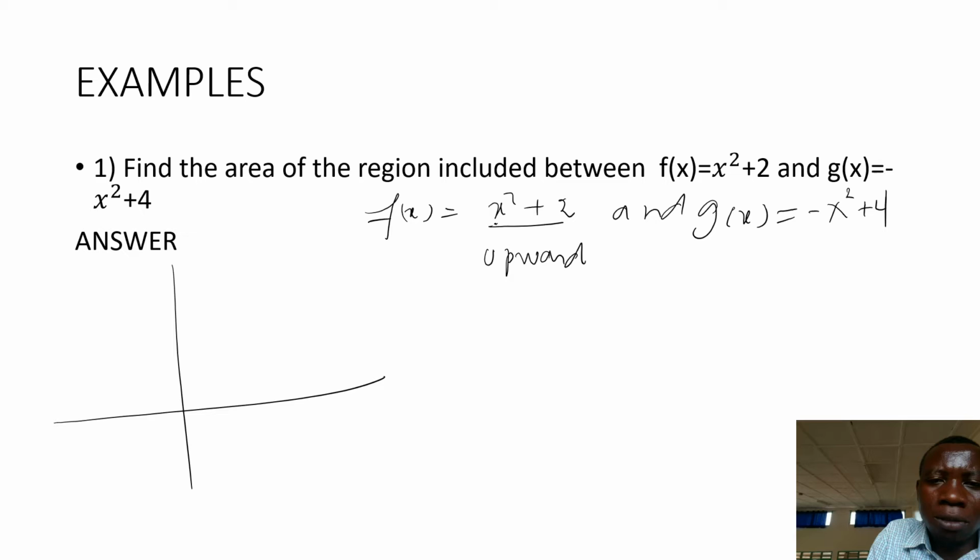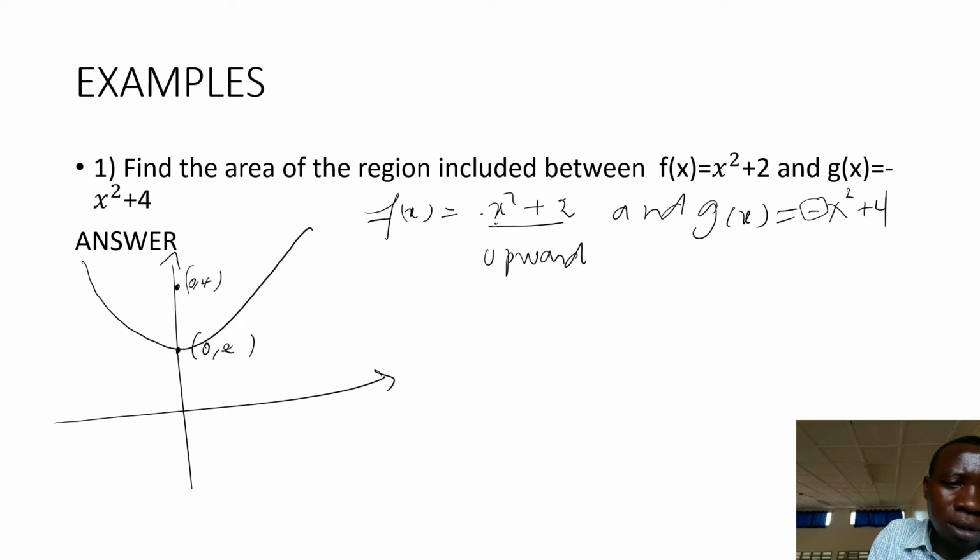because of the positive sign on the x squared term, and its minimum point is (0, 2), and it goes upward. And the other function g(x) turns downward because of the negative sign on the x squared term, and its maximum point is (0, 4), then it comes downward. So this is our region.